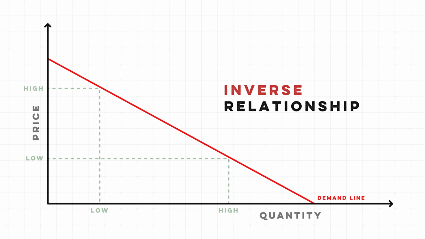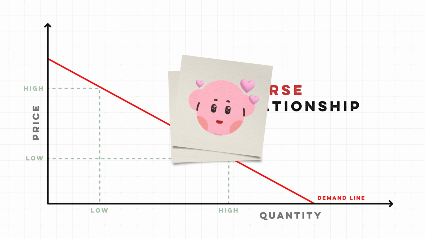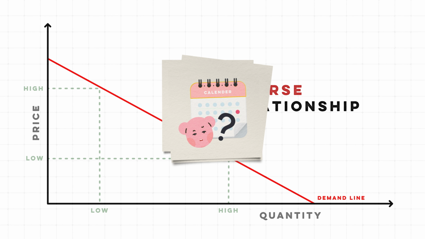The demand line, however, can shift. There are many factors that could cause a shift in the demand curve, including income, consumer preferences, prices of related goods, and expectations about future prices.